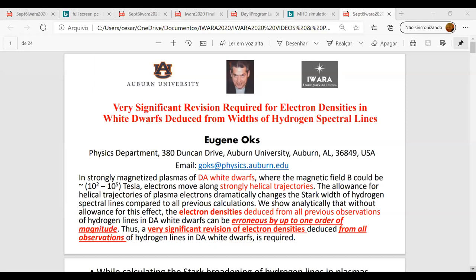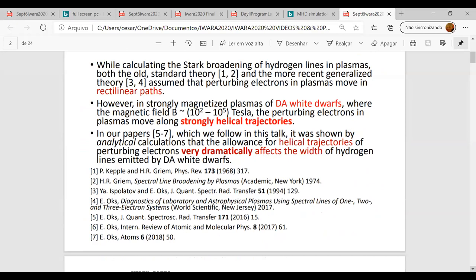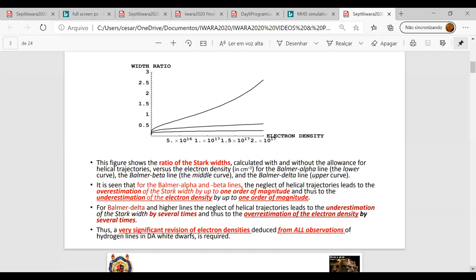Let me just announce the final result, because I don't think I should go into details of Stark broadening theory here. It showed that for standard Balmer lines used for diagnostics of electron density in white dwarfs, Balmer alpha and Balmer beta lines, if you use them without taking into account the strong magnetic field that changes dramatically the trajectory of plasma electrons, then you would underestimate the electron density deduced from the width of these lines by up to one order of magnitude.